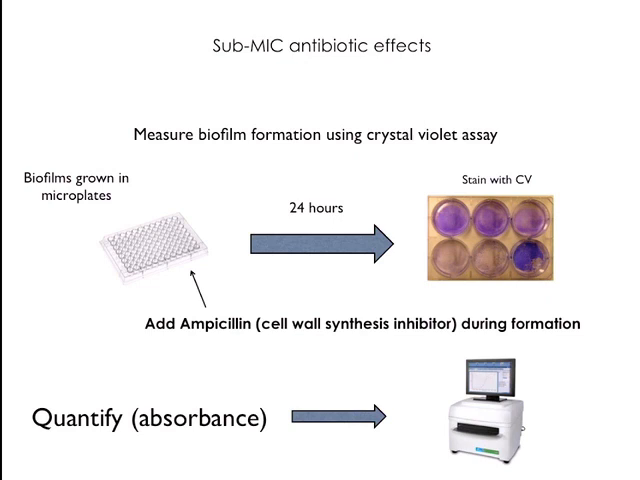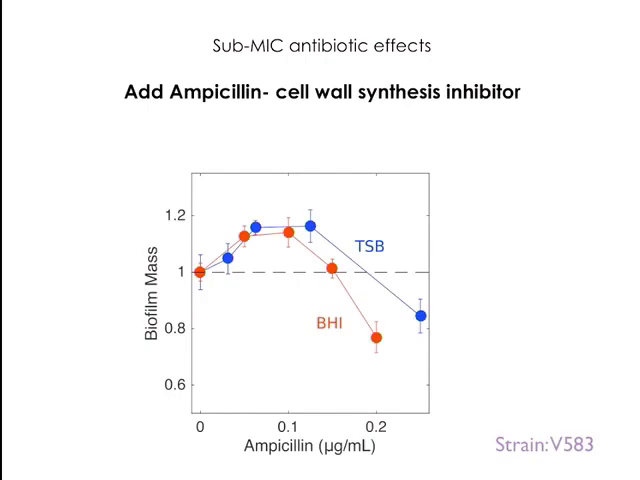So what we did is we did this assay, but we added ampicillin, a cell wall synthesis inhibitor, during the formation. And we saw something really interesting. What we saw is that as a function of ampicillin at very low concentrations, the amount of biofilm actually increases. So low amounts of ampicillin are actually increasing the amount of biofilm. This is counterintuitive at first. Antibiotics are supposed to get rid of the biofilm. In fact, biofilms are even harder to kill than planktonic populations. Here it looks like, at least at these very low doses, we're seeing an increase in the biofilm.